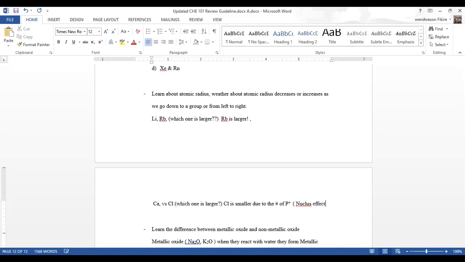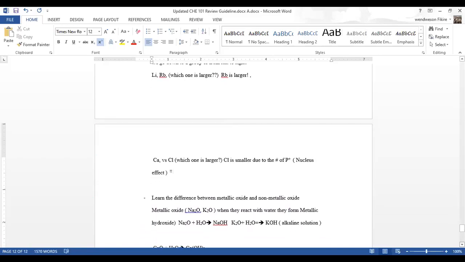Maybe some of you are very rational and want to know the reason why. I would tell you that's the nuclear effect. And simply, you can look from left to right. Chlorine is on the right versus calcium, so it's going to be smaller than calcium.